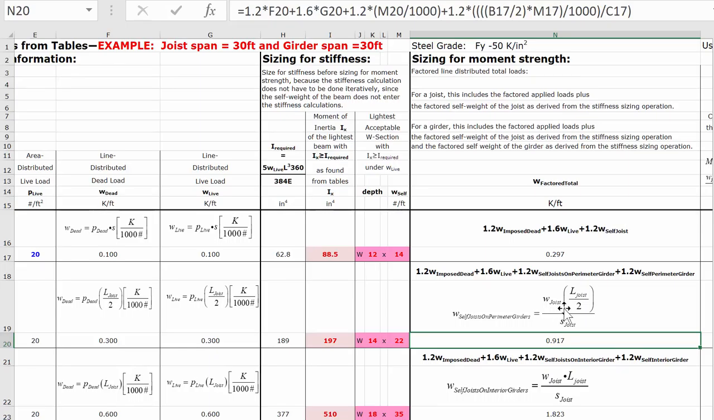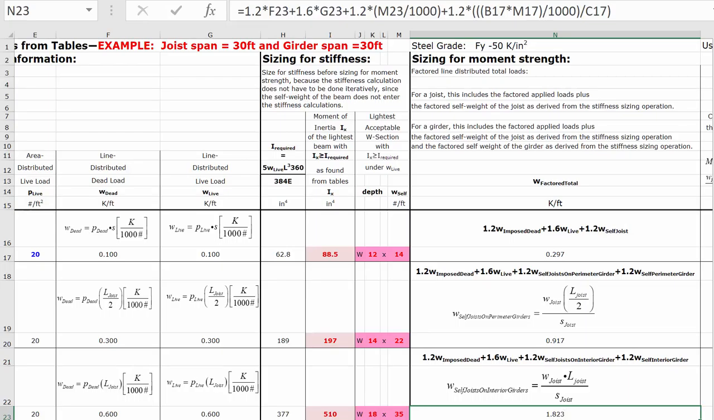Up here, it was W of the joist times L of the joist over 2 because the perimeter girder was only supporting half of one joist. But the interior girder is supporting half of a joist on one side and half of a joist on the other side. So we have the full weight of the joist, which is the self weight distributed along the beam times the length of the beam. And again, we're going to divide by the spacing of the joist to get an effective line distributed load, W, for the self-weight of the joist distributed along the interior girders.